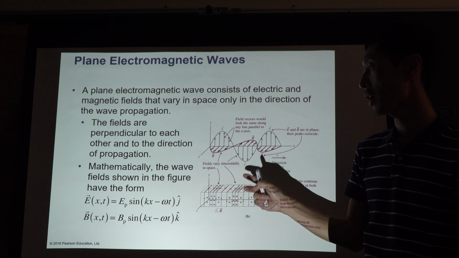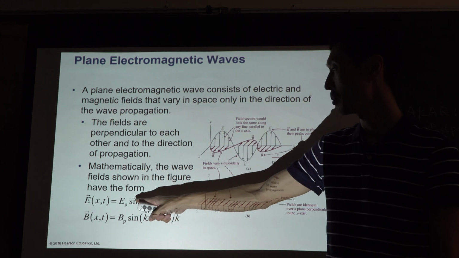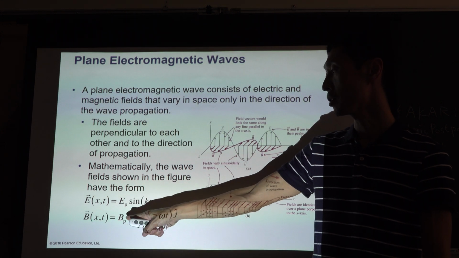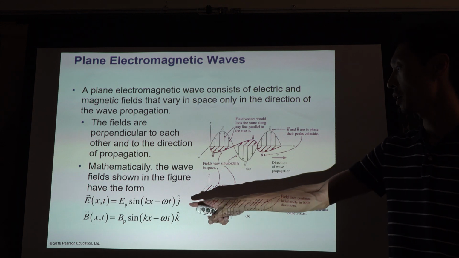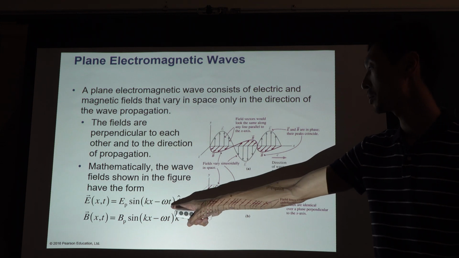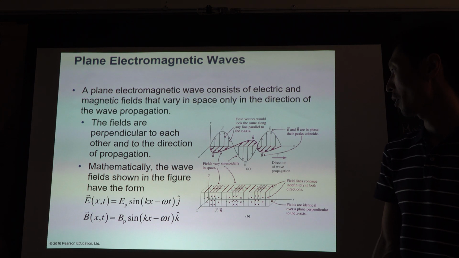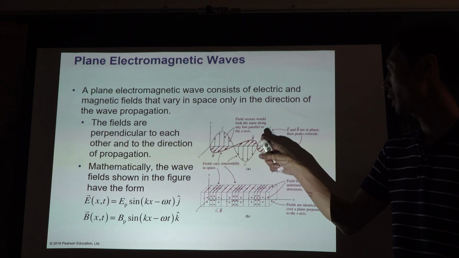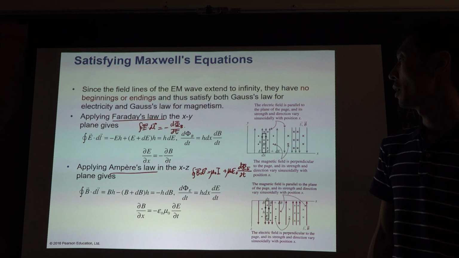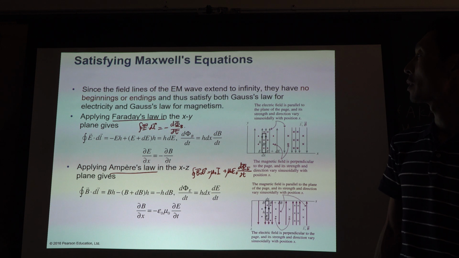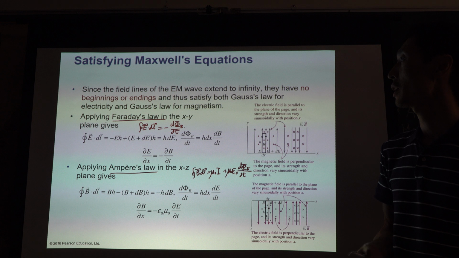And then mathematically the wave fields shown in the figure have the form, because this is a sine curve. So both electric field and magnetic field vary with a sine curve. These are synchronized because they have the same phase, and they are perpendicular. So E goes this way and B goes this way. Okay. Then let's look at the Maxwell equations in this kind of case.